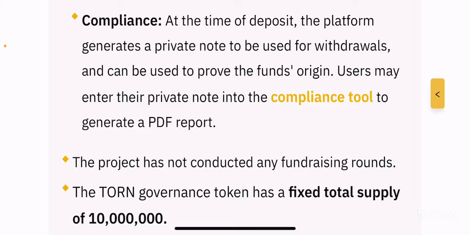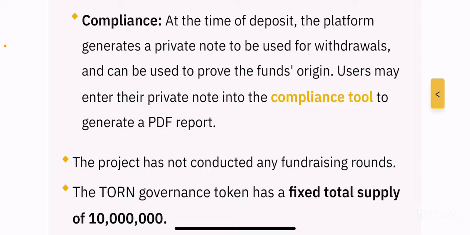So again, it's a little bit complicated, but whenever you deposit, the platform provides you with a private note that you can use when you want to withdraw the funds, and you can use it to prove the source of the origins of the funds, right? So that's how you get your funds back based on this important private note, right? Users may enter their private note in a compliance tool to generate a PDF report.